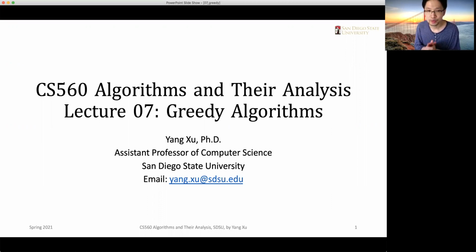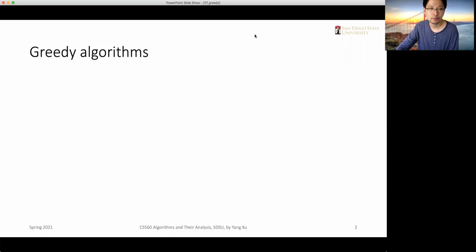Okay, which saves us time from looking at a bigger sub-problem space. So in terms of running time, greedy algorithms are usually pretty efficient compared to dynamic programming solutions. Okay, so I think it will be easier to understand if we go through some concrete examples.